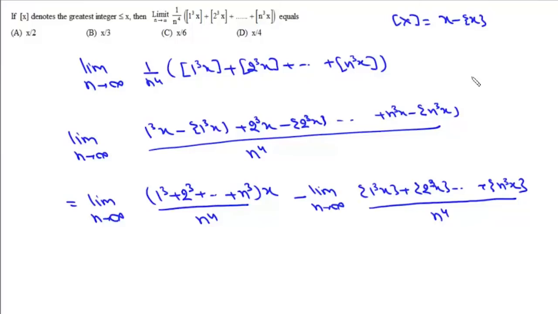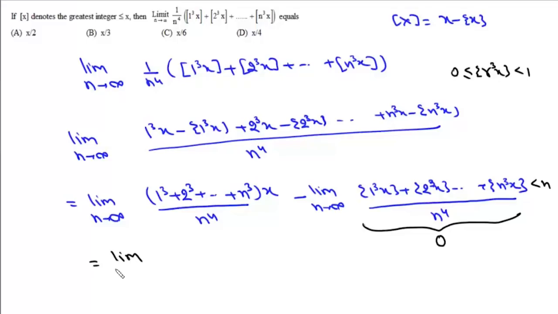Now we know that any fractional part function will always lie between 0 and 1. So the maximum value this numerator can take is n, and n upon n to the power 4 will always be 0. So this second limit will be 0. So now we can write this as limit n tends to infinite.